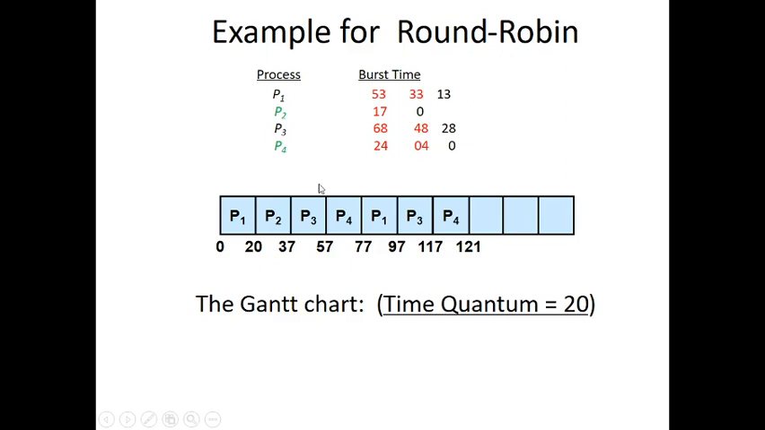Now coming to P4. Out of the 20 milliseconds assigned to P4, it has utilized only 4. As and when P4 completes, the CPU will be immediately released. Now in this case, once the process completes, it will release the CPU voluntarily.